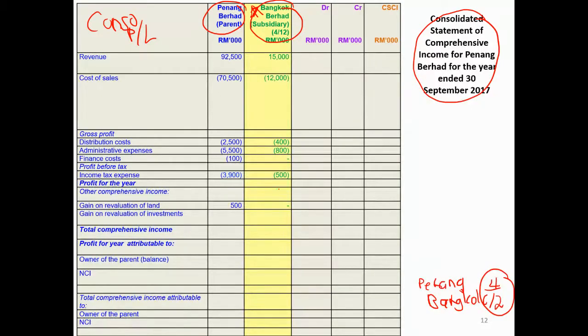Revenue, cost of sale, distribution cost, all the way up to income tax. Take note, because why do you have to apportion? Because the date of acquisition is not the same as your balance sheet date. And then you have debit, credit, and the last column here is your total group figure. So that is your consolidated statement of comprehensive income.